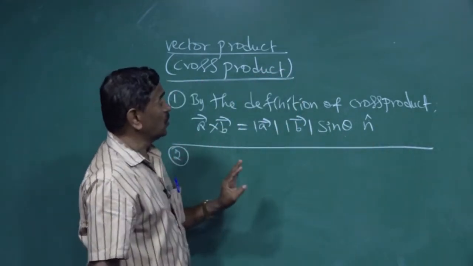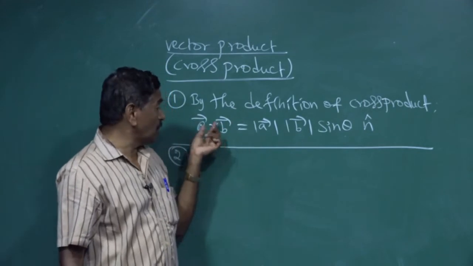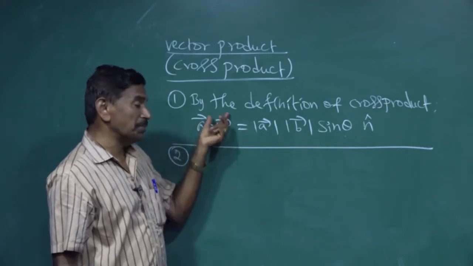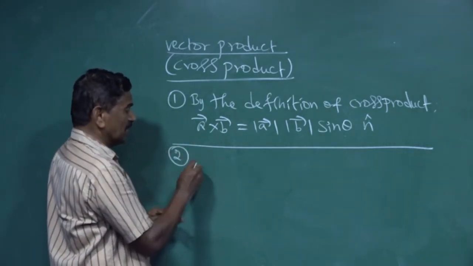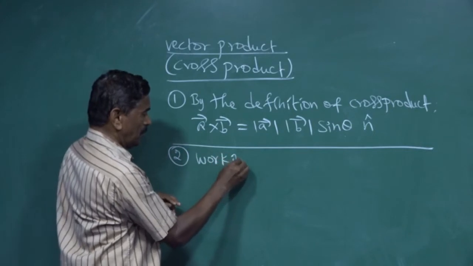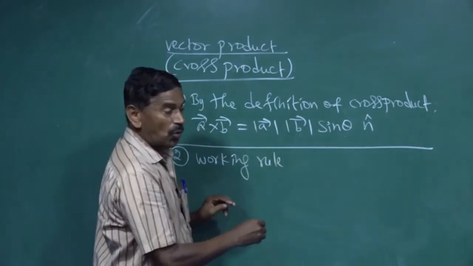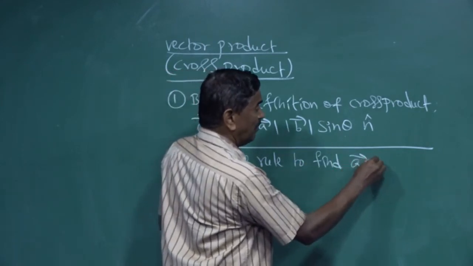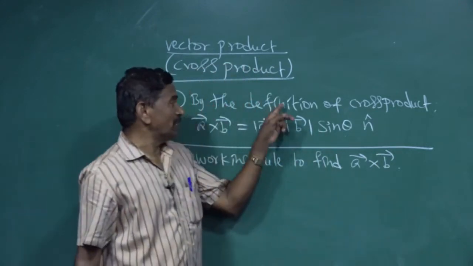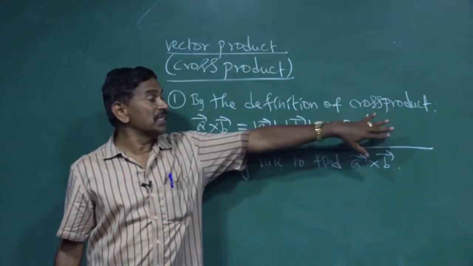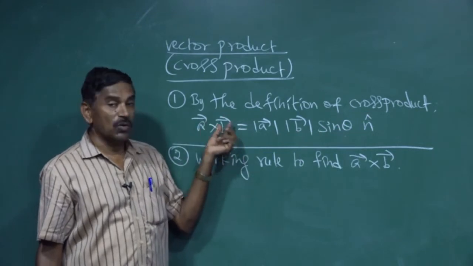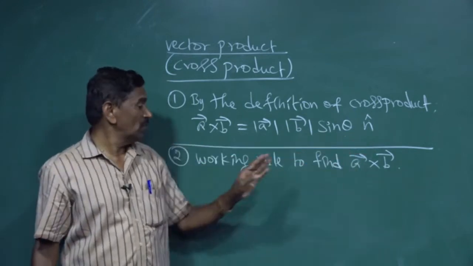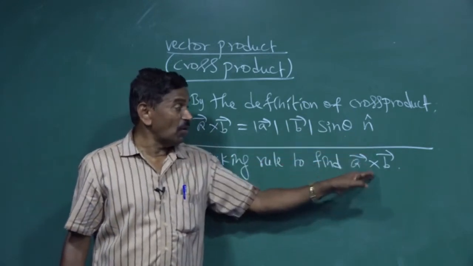Now listen. Now the working rule to find A vector cross B vector. For my convenience, first the working rule to find A vector cross B vector. The first one is the definition of cross product, given by A vector cross B vector is equal to modulus A vector into modulus B vector into sin theta into n cap. Now the working rule to find A vector cross B vector.